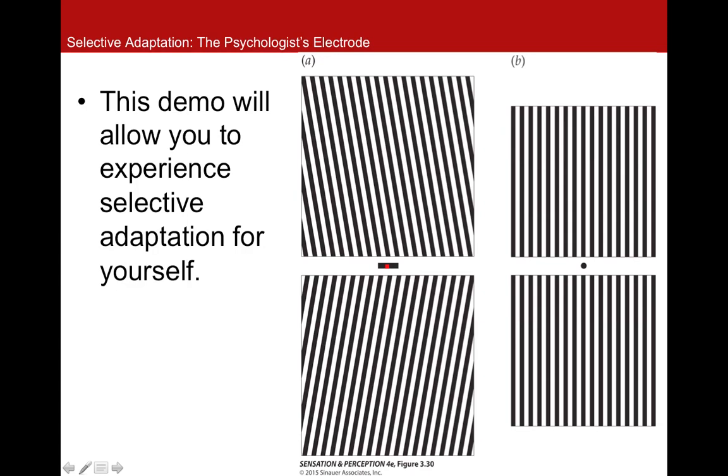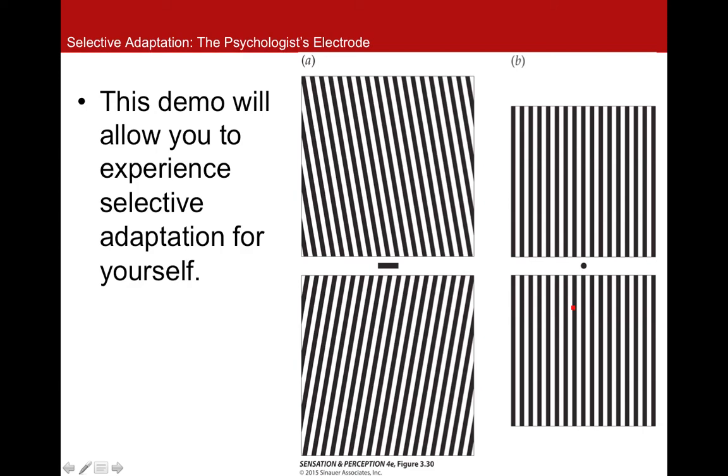Do it for like 30 seconds. And then when I tell you to, quickly look at this fixation point on the right. Actually, just do it yourself for 30 to 60 seconds, and then when you're done, look at this fixation point on the right. If you do this, do you notice anything different about the top and the bottom gratings?